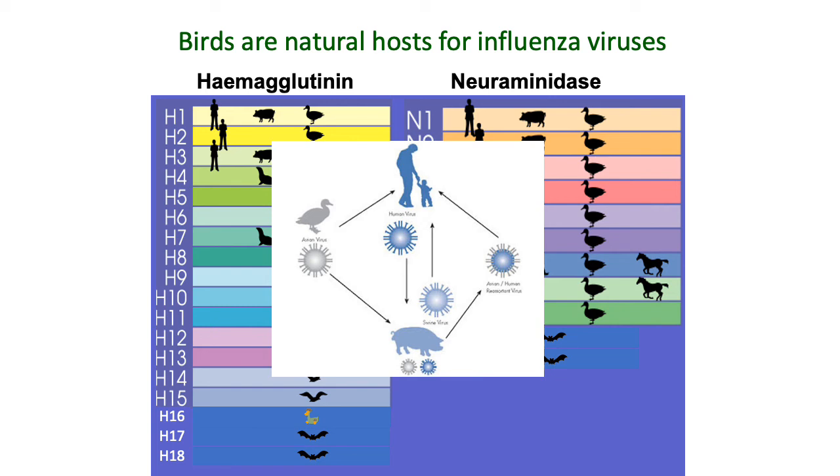Down at the bottom, you've got a couple of new types. The H17 and H18 only occur in bats. And I think that thing at H16 is a weird picture of a duck. I think we ran out of nice pictures of a duck to put in there.